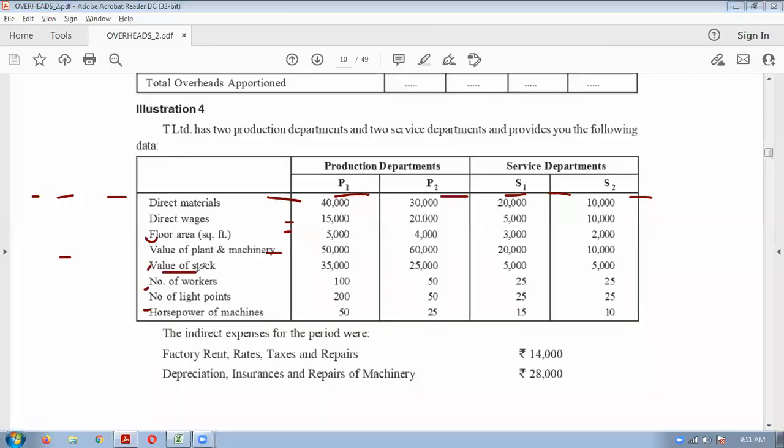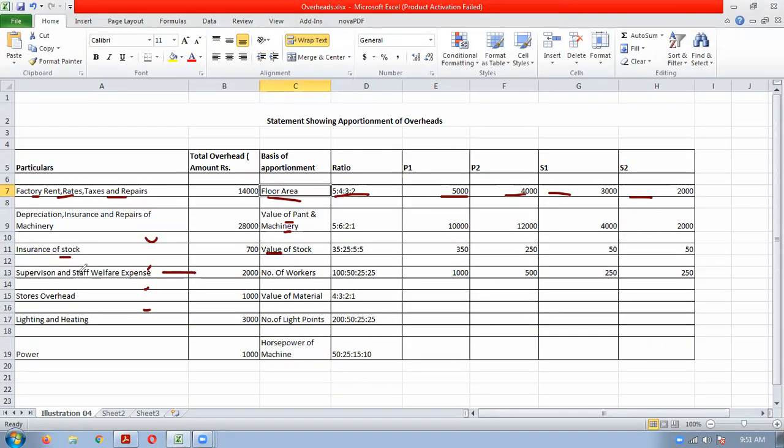See, value of stock is given. So insurance and stock overhead, common expenditure, we can divide on the basis of value of stock. Similarly, staff welfare expenses on the basis of number of workers. Overheads, value of material again. Lighting, heating, number of light points. So now we will solve this.